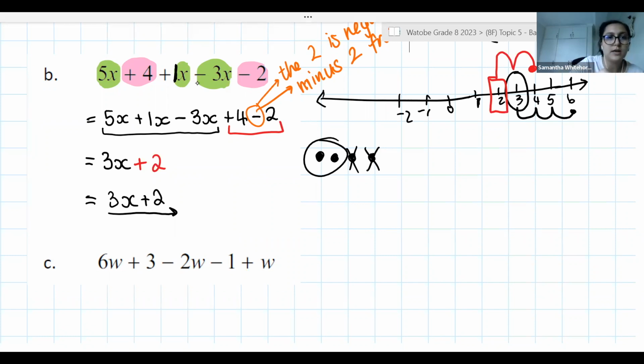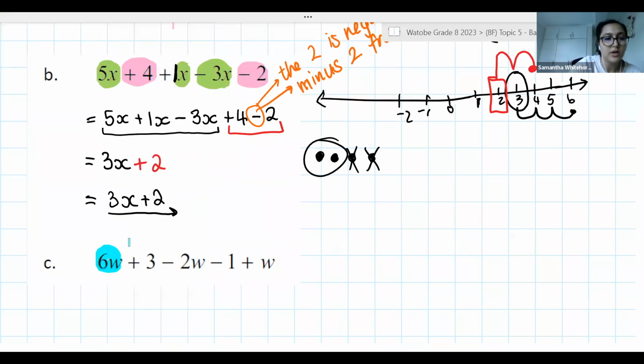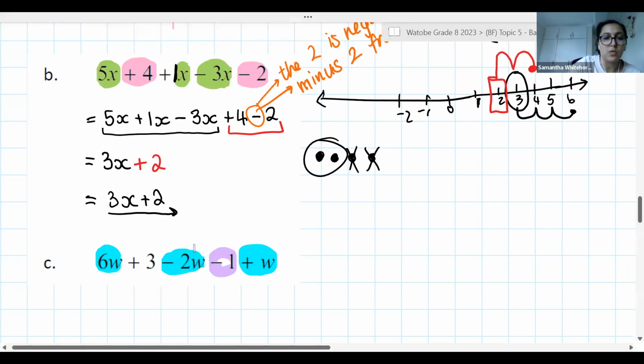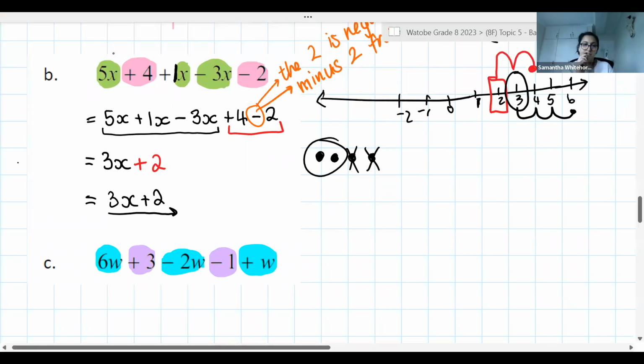Okay, so just to help you out a little bit here, if we group our like terms, we've got a 6W, a negative 2W, and a positive 1W. Those are all my W terms. But then I also have constant terms, which are the -1 and the +3. So take careful note of what signs it is that you are working with here. Okay, good. And remember, answers on the chat.